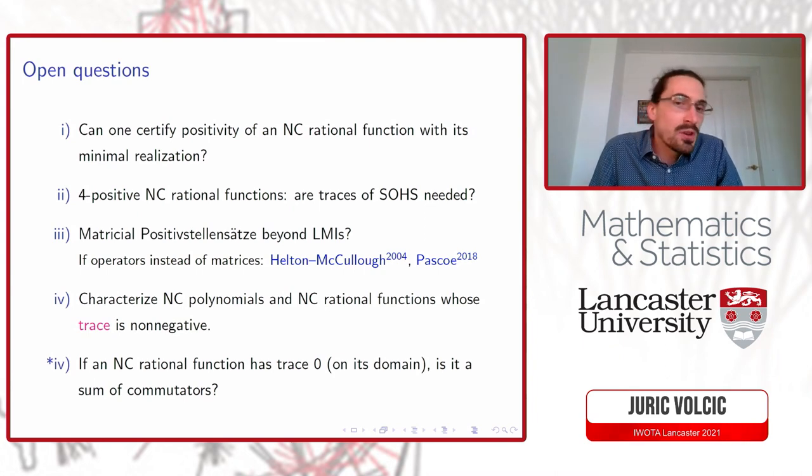Finally, sometimes you don't care about positivity of NC rational functions, whether or not eigenvalues are positive, but you care about positivity of traces. That's already an interesting question for polynomials, with close connections to Connes' embedding conjecture and quantum information theory. There's not much known about this characterization if you restrict only to matrices. A sub-question is that for NC rational functions, at the moment we don't even know how to characterize rational functions that have zero trace. I would think that they need to be sums of commutators, but that's open at the moment.